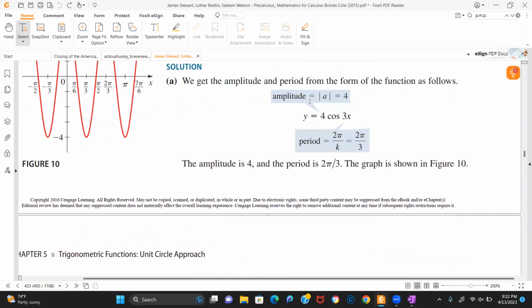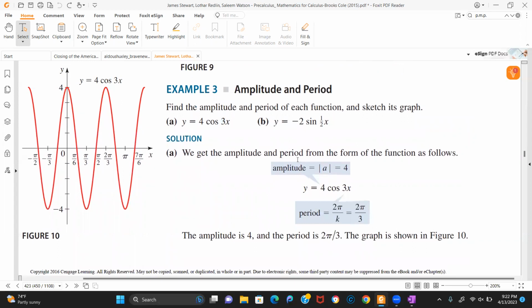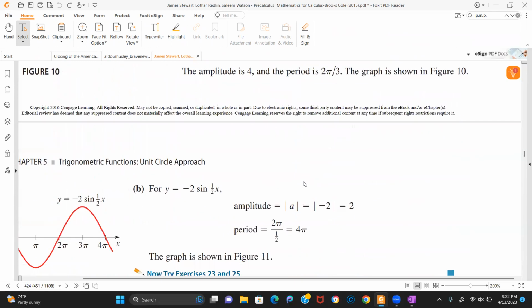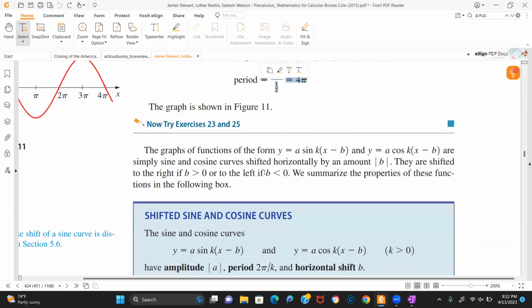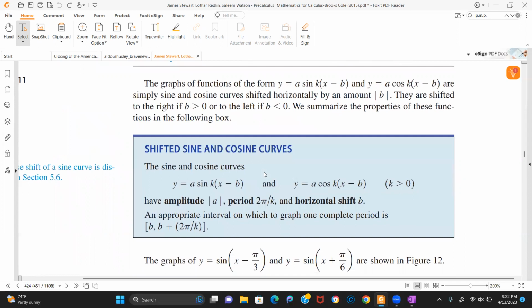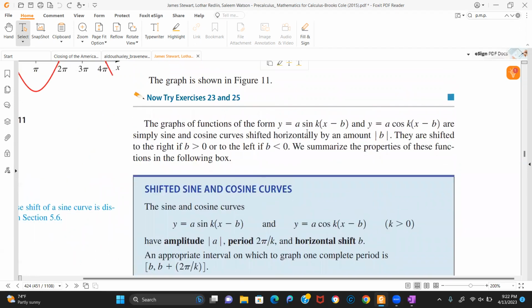And then the period is going to be 2 pi divided by 1/2, like so. Now you can also have functions of this form where you subtract b from x. And that's going to have the effect of shifting it horizontally by this amount here, the absolute value of b.